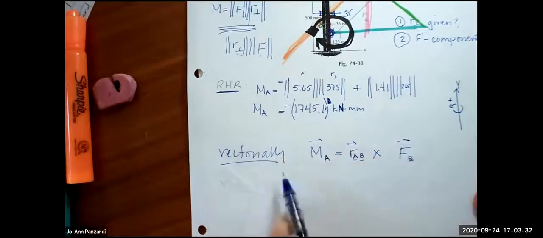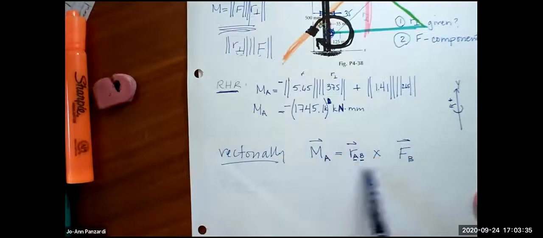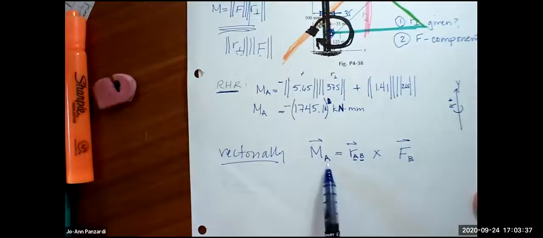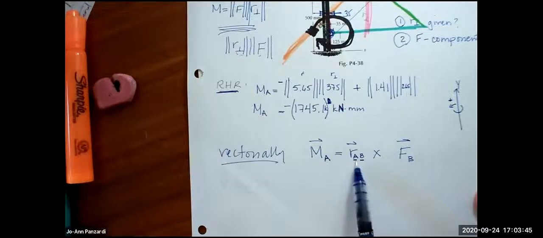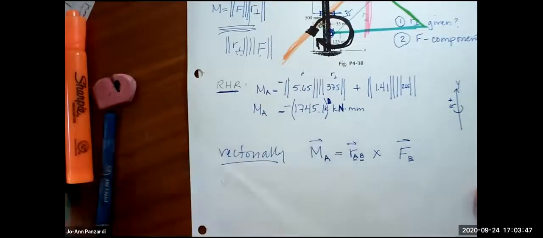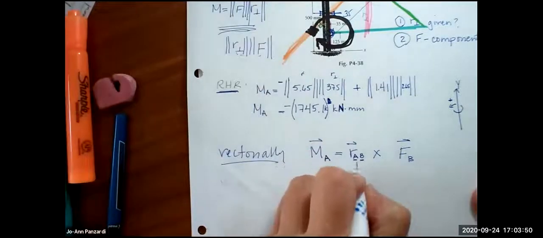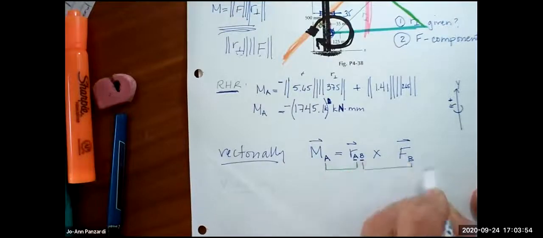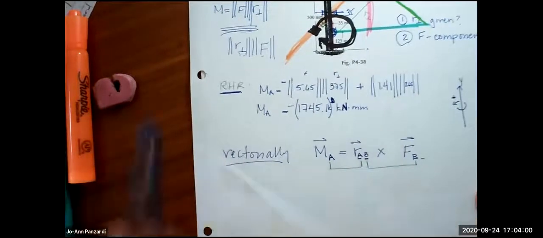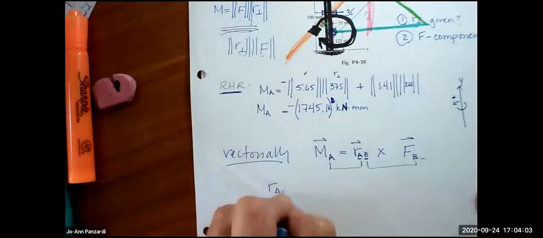So whenever I do it vectorially, I write M equals R cross F. I put as the subscript of M the point I'm finding a moment about. For F, I put the subscript of B. And for R, I put the subscript of the point I'm finding the moment about, then the point on the force. So it's interesting because look at this. This is this, right? And this is this. And if the force went to another point, this was the head of the force, it would still be like this. So this is a good way of remembering it. So R_AB.